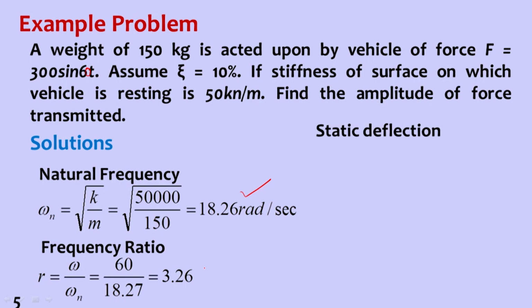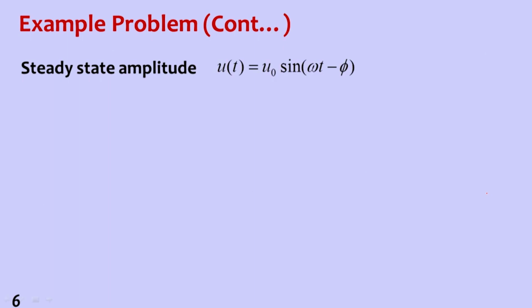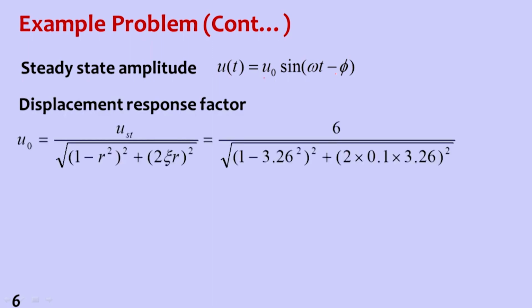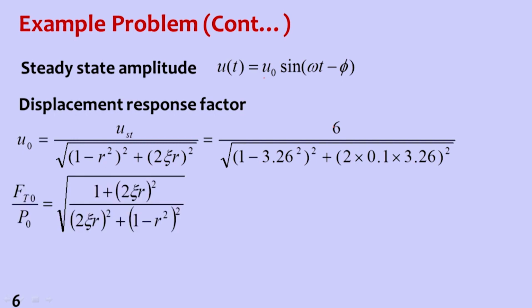So this is the frequency ratio R. Then we find the static deflection, that is P naught by K. So the force amplitude is 300 and K is 50. If we take the ratio, we get 6. Then the steady state amplitude is U equal to U0 sin omega t minus phi. So for the displacement response factor, U by UST is equal to RD, that is 1 by all these values. UST we know, we have put the value there, and Ft by P0 is 1 plus 2 zeta R, all this value.